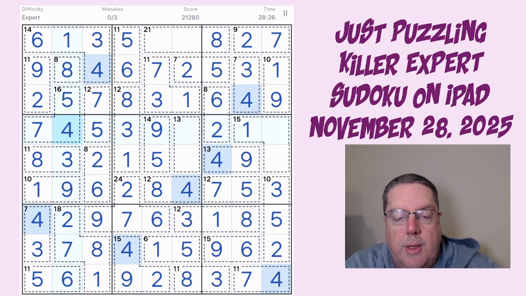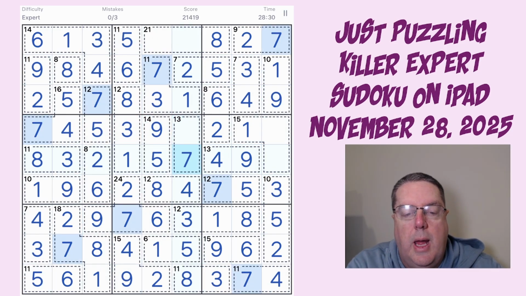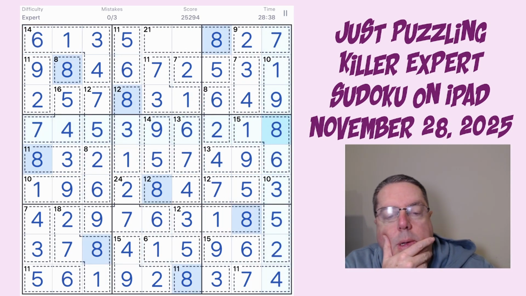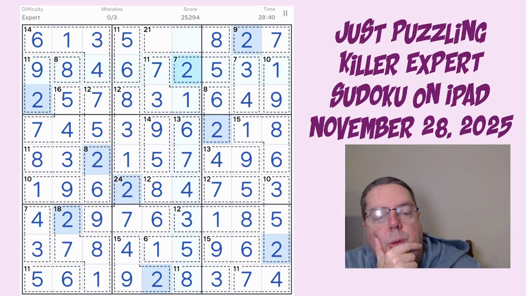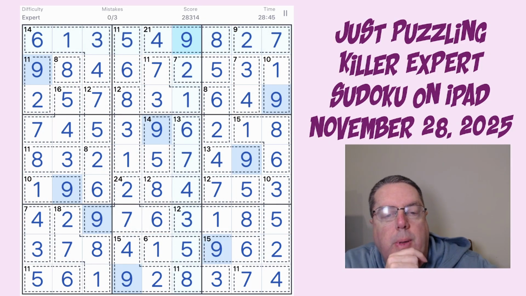Alright, 7 and 6 here, so 7 comes across here, 7 and 6. 6 comes across here, 6 comes across here, so that's 6 there, that adds up to 7. To get to 15 I need an 8. Alright, so 1, 2, 3, 4 can't be there, so that's a 4. That's 12. To get to 21 I need a 9.